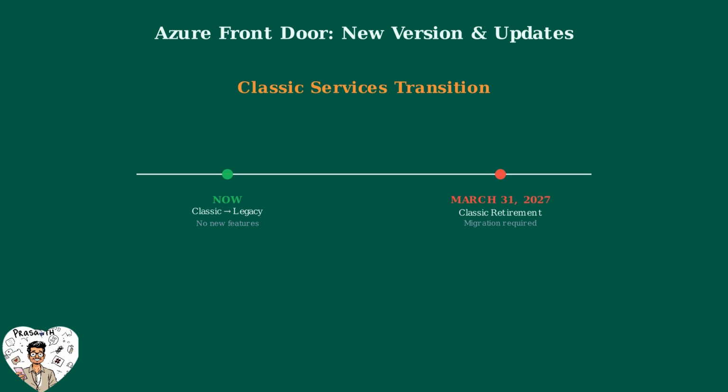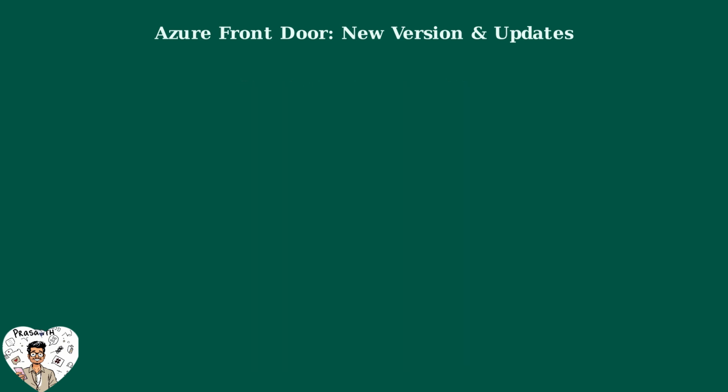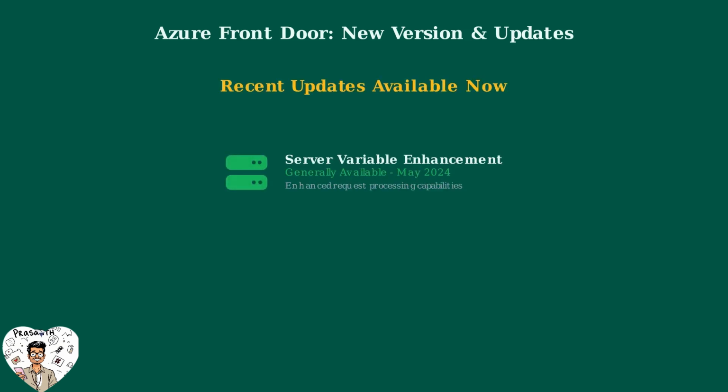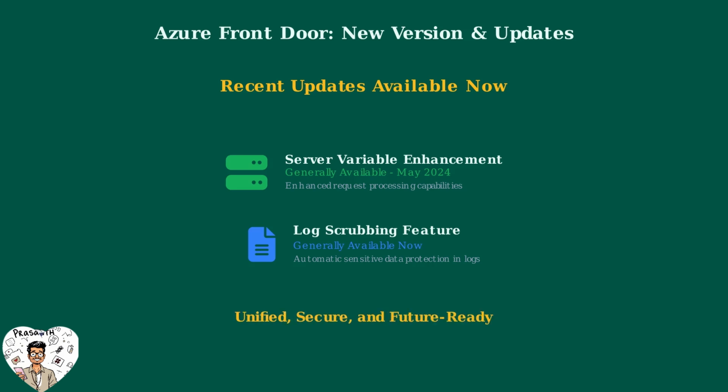Microsoft has also released several important updates that are already available for immediate use. 2 major features are now generally available. Server Variable Enhancement, released in May 2024, provides better request processing capabilities. Log scrubbing automatically protects sensitive data in your logs, ensuring compliance and security without manual intervention. The new Azure Front Door represents a significant evolution in content delivery services, offering improved automation, unified content handling, and enhanced security in a simplified package.